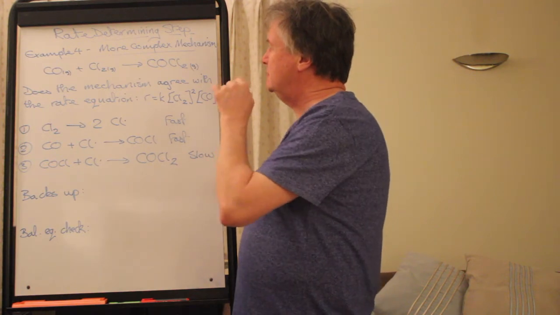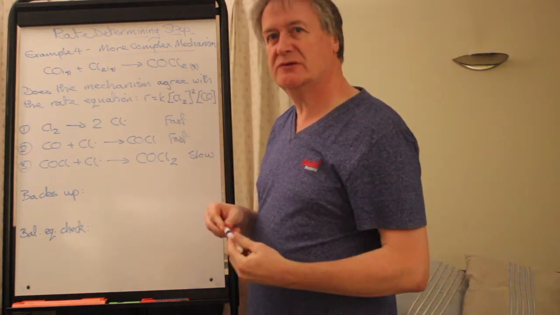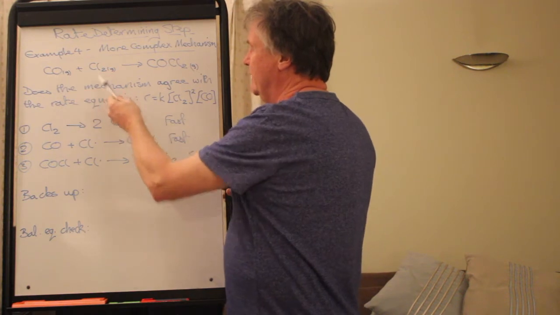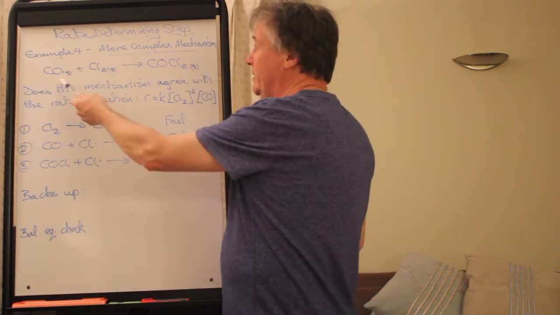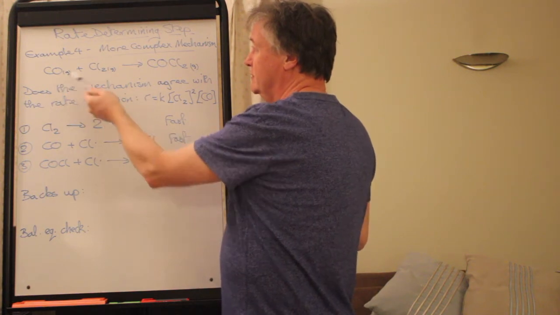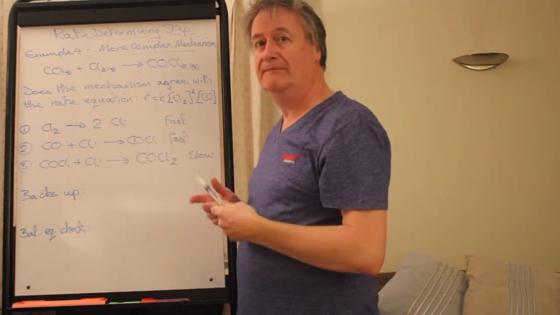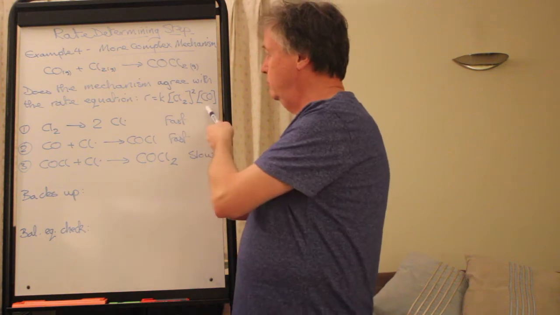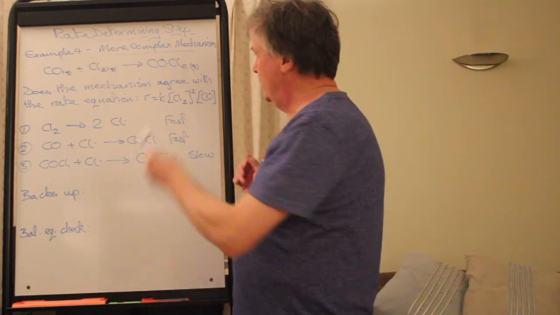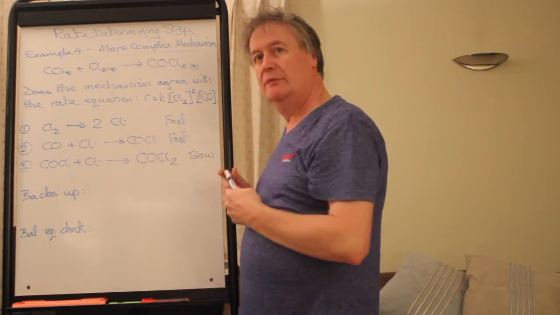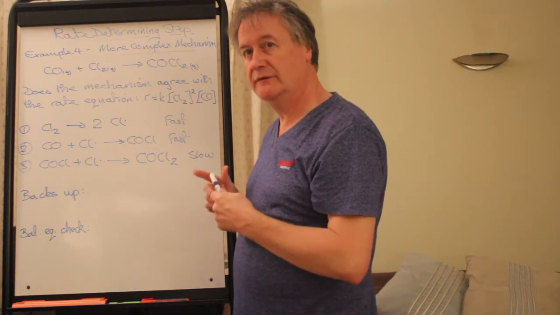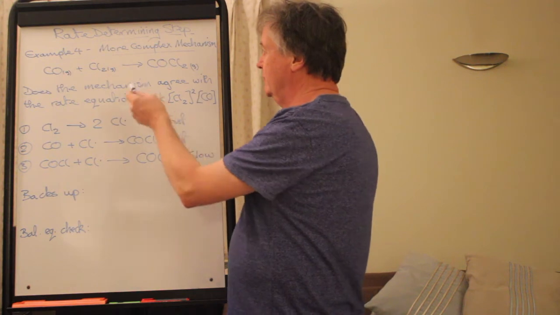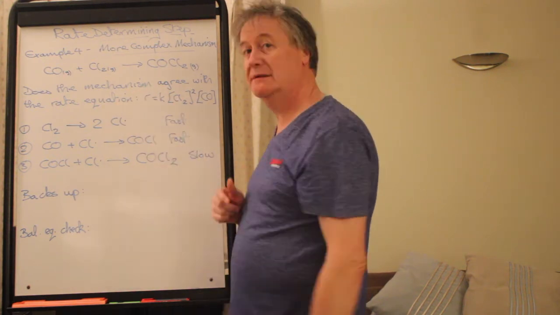And so what seems to be a straightforward mechanism would be one of those reacting with one of the, you know, they both collide with each other and you get that. So that would be a rate equation of first order with that, first order with that. But you don't get that. So here's the rate equation that we proposed, but we find it's second order with respect to chlorine, first order with respect to carbon monoxide. So does the mechanism agree with the rate equation?